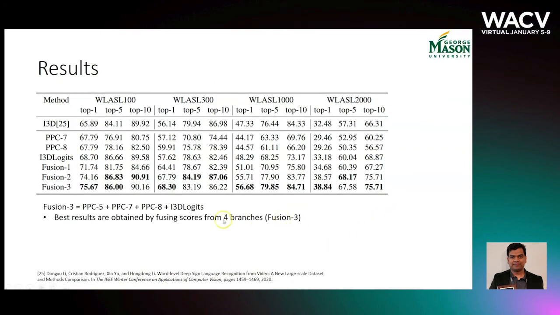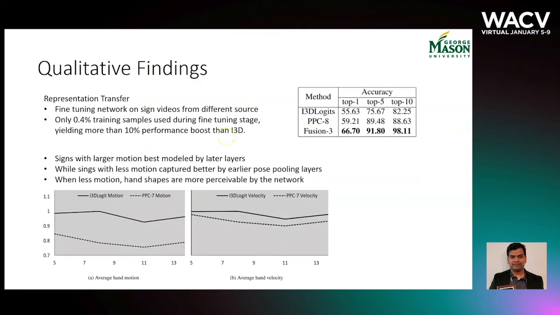Here are the results. We saw that our best results were achieved by fusion 3, which is a fusion between four branches, and we got almost 10 to 12% improvement in different subsets. One also interesting thing is that when we look at PPC8 or PPC7, these are only one-branch classifiers, and they also have better classification accuracy than the baseline I3D. We assume this is happening because of our pose-pool features, which are more localized to hand locations.